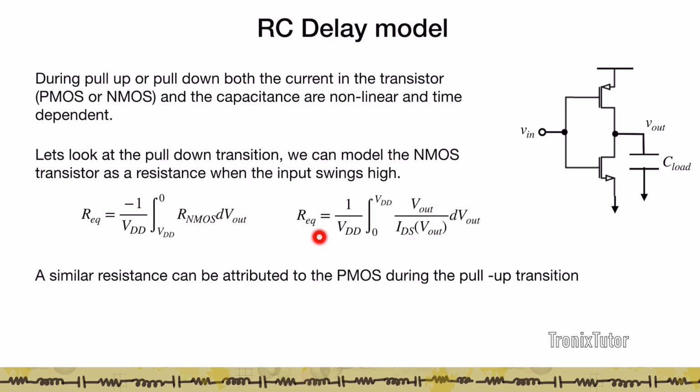And if I average this over the entire transition of the output node, then I get what is known as the equivalent resistance of the NMOS. Similarly, I can compute an equivalent resistance of the PMOS during the pull-up transition. So what I'm trying to develop is, instead of always invoking the nonlinear IV models of the transistor, can we somehow approximate this capacitor charging and discharging as a single pole circuit whose resistance is determined by the transistor that is connected to the capacitor?